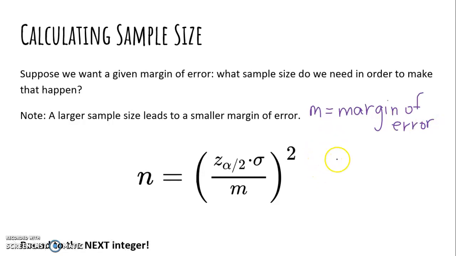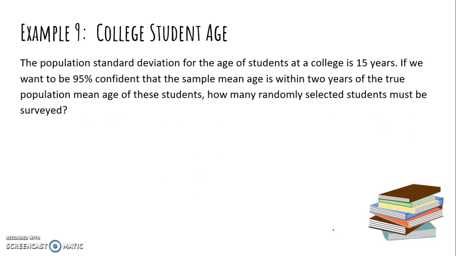And then if you look down here at the bottom, it says whatever you get, you're going to round to the next integer. So if you get 81.1, you're going to round it up to 82. If you get 81.5, you're going to round it up to 82. So no matter what, you're going to bump it up to the next integer. So let's try this one. The population standard deviation for the age of students at college is 15 years. If we want to be 95% confident that the sample mean age is within 2 years of the true population mean age of these students, how many randomly selected students must be surveyed?